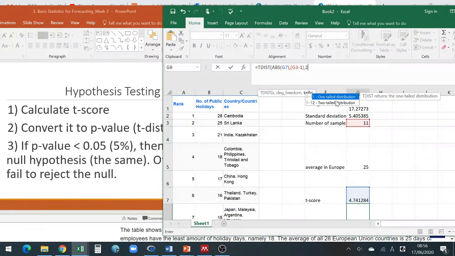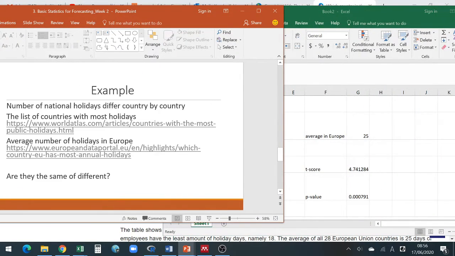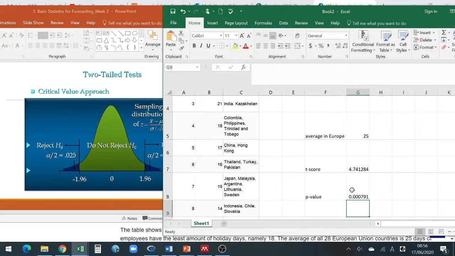Two tail and one tail: this is just one tail, and this is two tail. I just want you to remember that. So now we have the p-value. It's only about 0.08%.